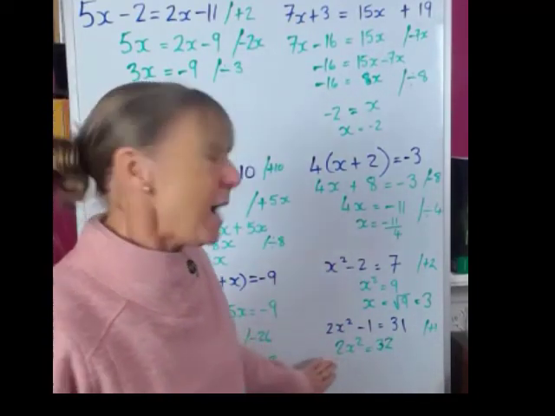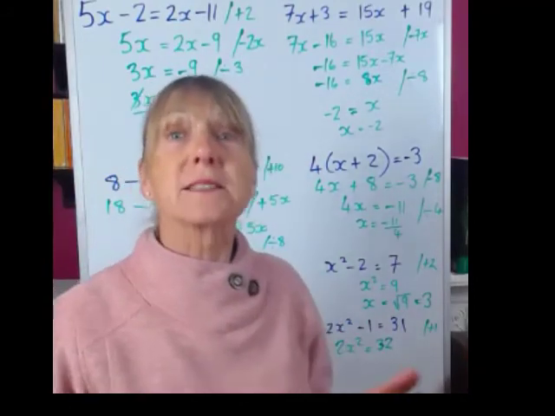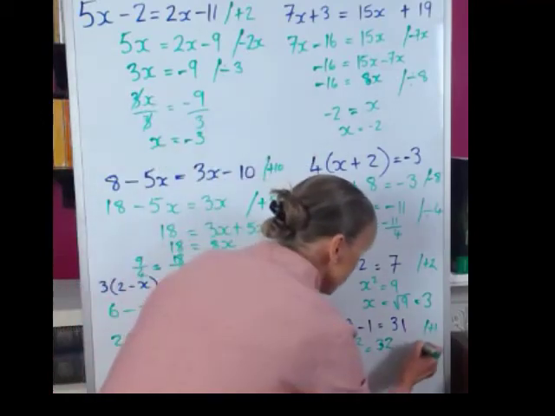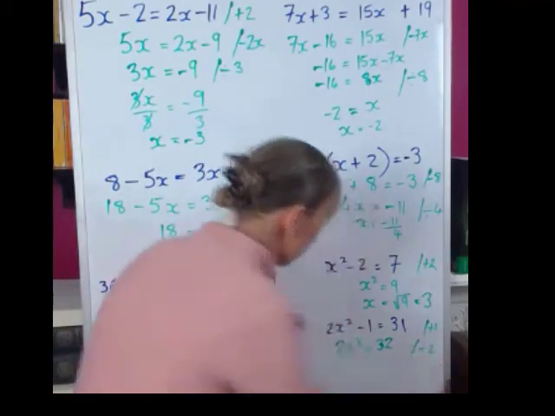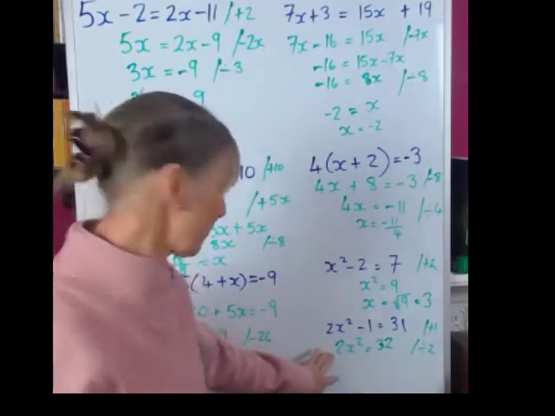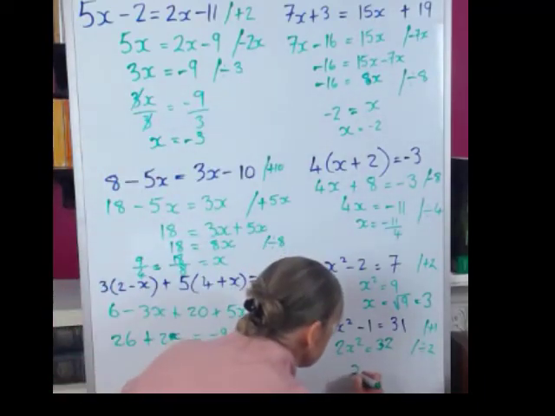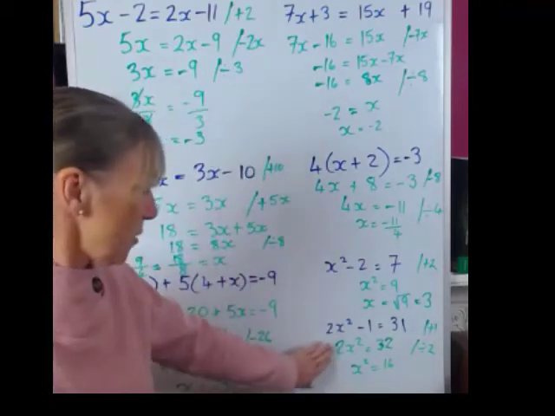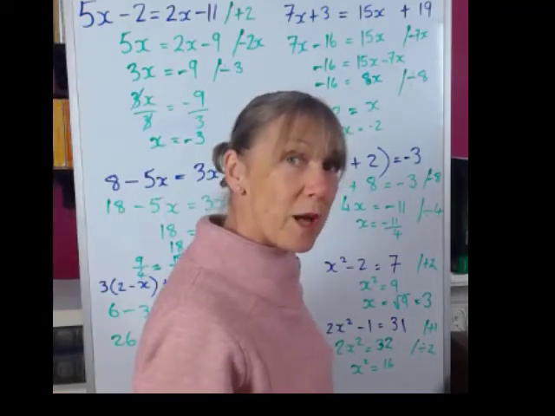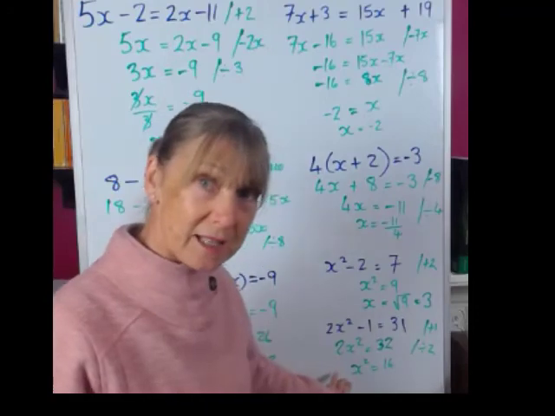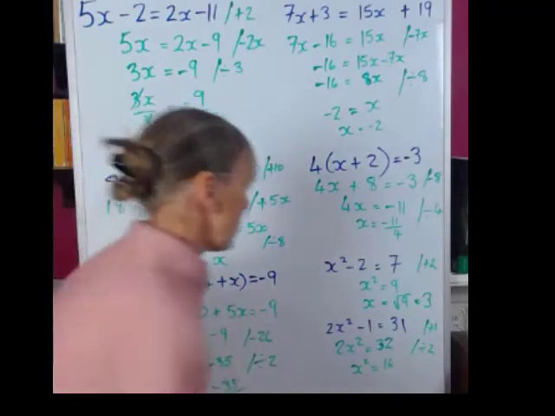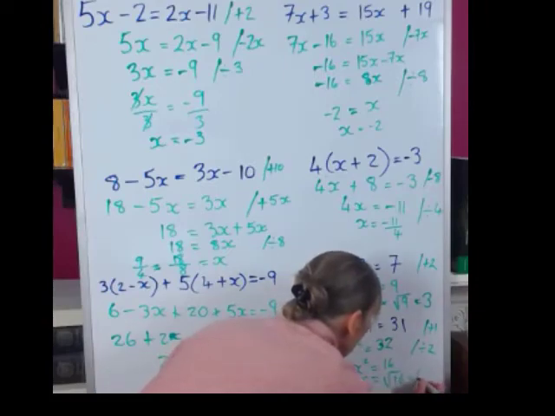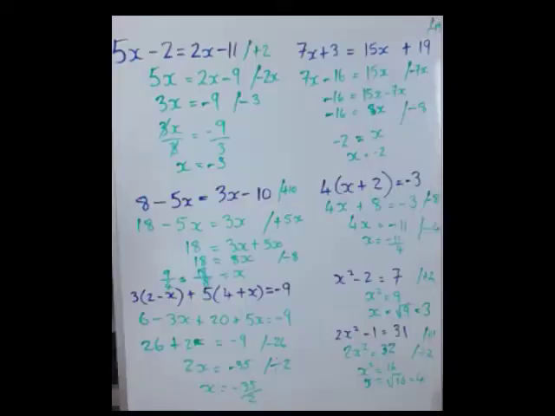Right, now we've got 2 times x squared. So the way we're going to simplify this is divide both sides by 2, because we want to get just x squared on its own. Dividing 2x squared by 2 gives us a single x squared. Now we know that x equals the square root of 16, which equals 4.